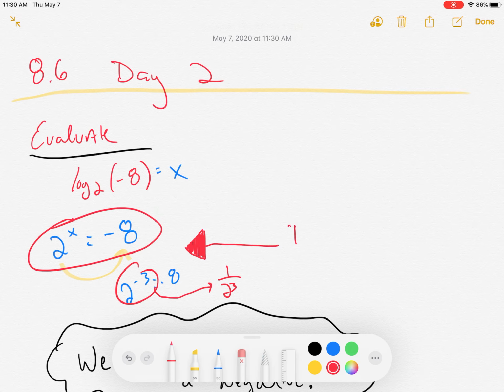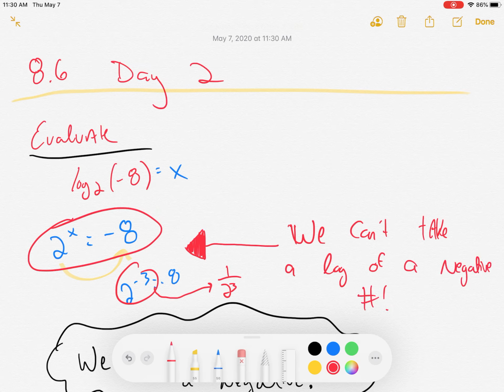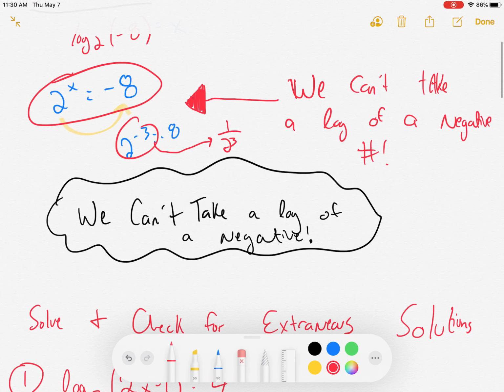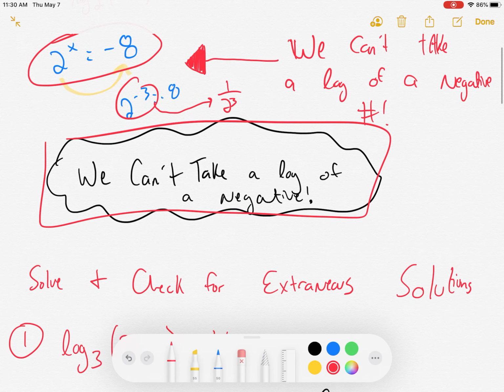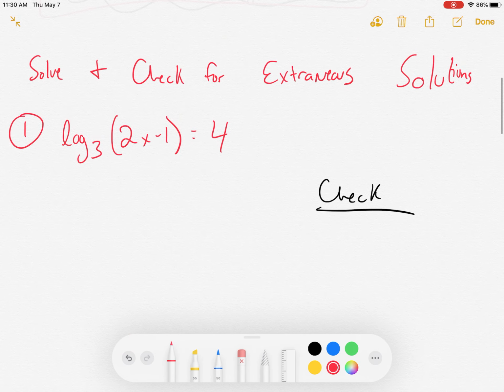So in reality, we can't do this. Can't take a log of a negative number. Now, that is, I wrote it right here. Whoops. That's going to come into play when we do more of these examples, because our directions for this first problem say to solve and check for an extraneous solution.